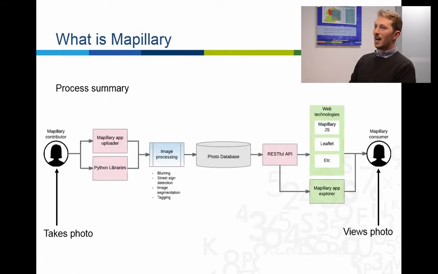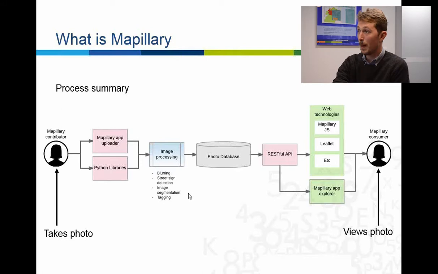So the process, essentially we have our Mapillary contributor over here. This could be anyone from the public. There are lots of people in the public who do this. Some post prodigious amounts of images, up into the hundreds of thousands, even in an individual month's period. Basically what happens is the contributor takes a photo, they use the uploader in the app, there are also some Python libraries, and then the images go through this process of image processing, and this includes things like blurring, street sign detection, image segmentation and tagging, which I'll discuss a little sooner.